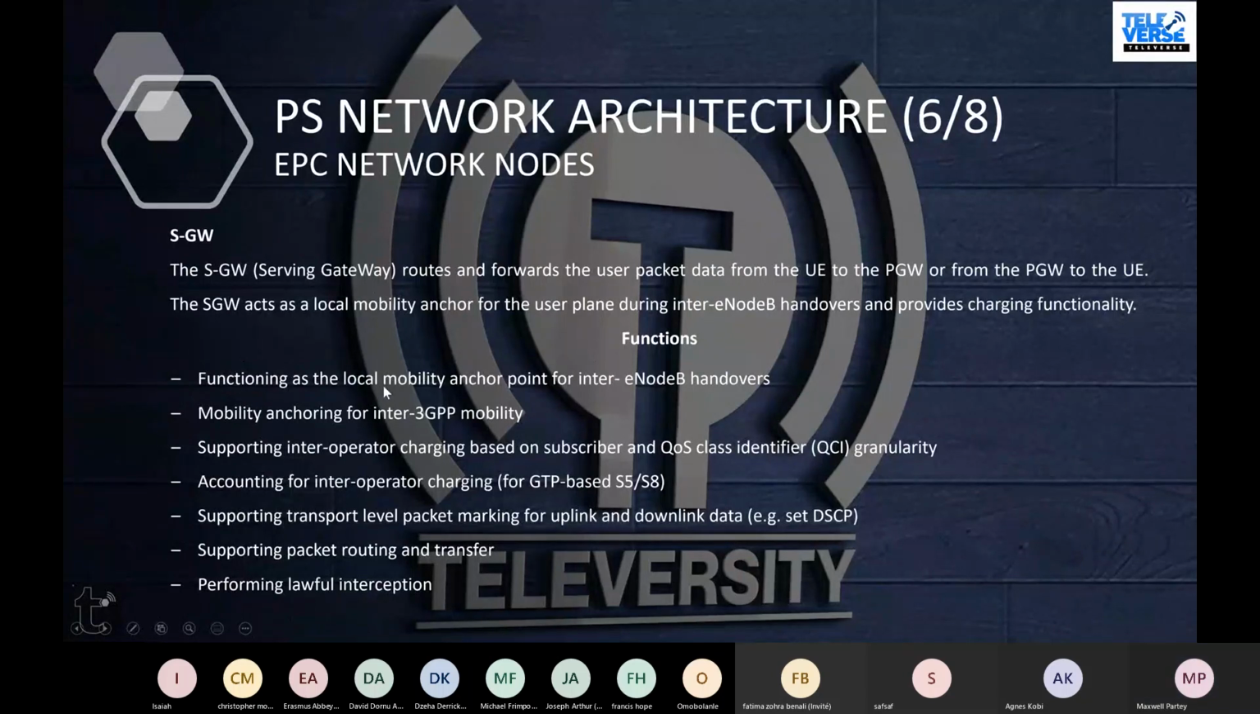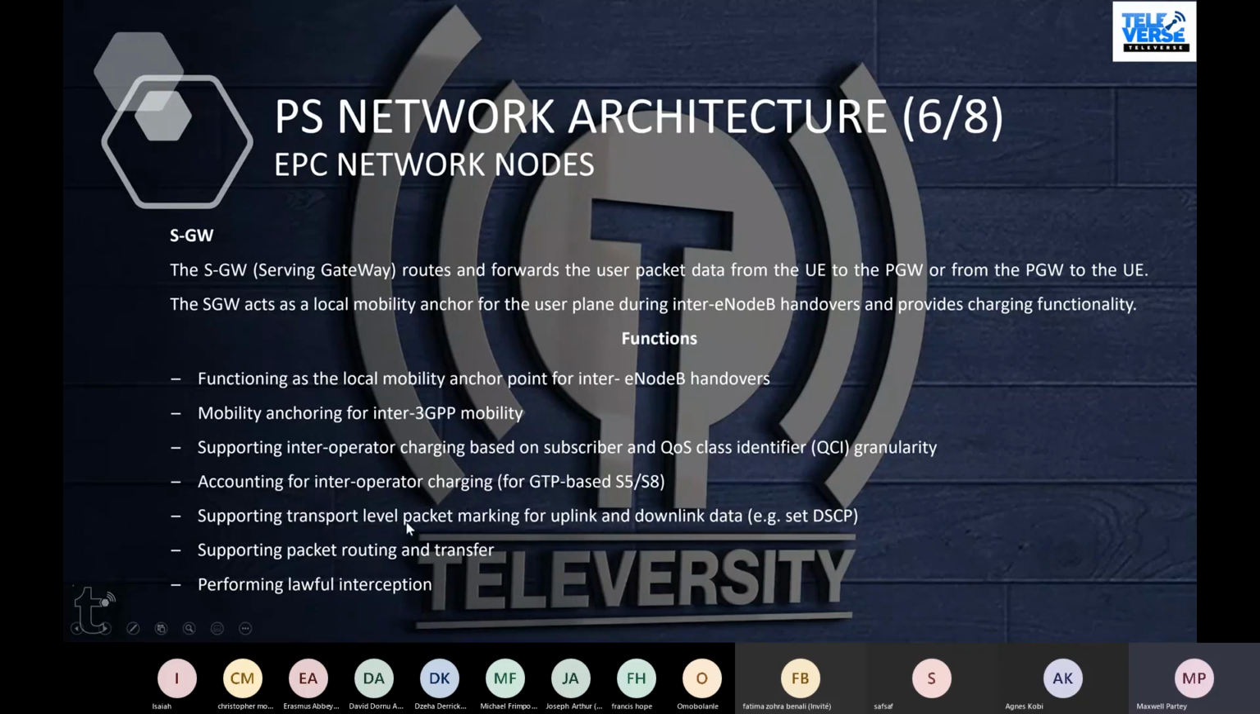So below you find the functions of the SGW, functioning as a local mobility anchor for inter-eNodeB handover, mobility anchor for inter-3GPP mobility, supporting inter-operator charging based on subscriber and QoS QCI granularity, accounting for inter-operator charging that's based on GTP, S5, and then X8. We will talk about that in module 2 when we are talking about the protocols and interfaces.